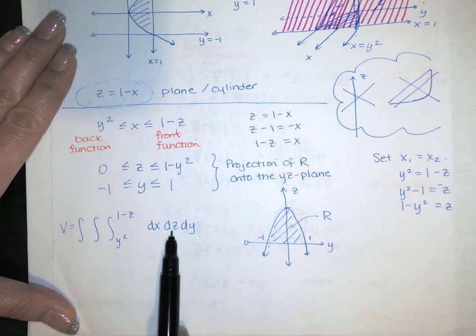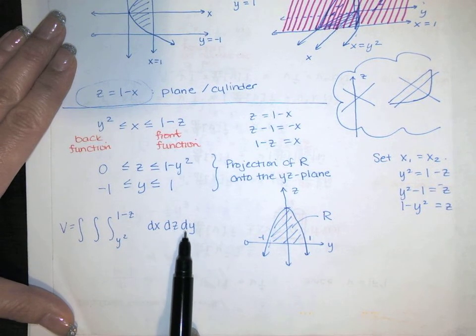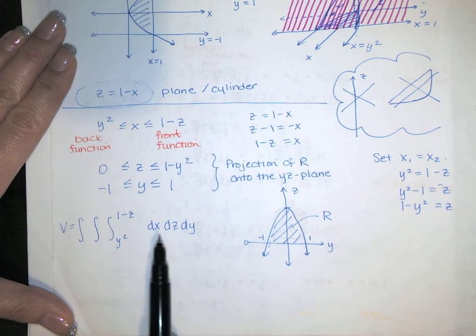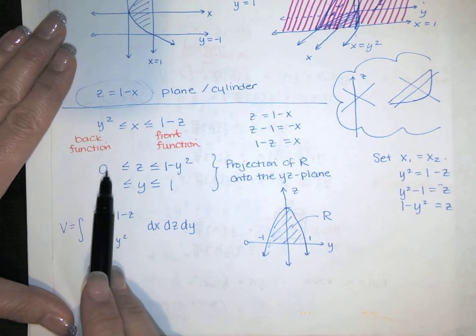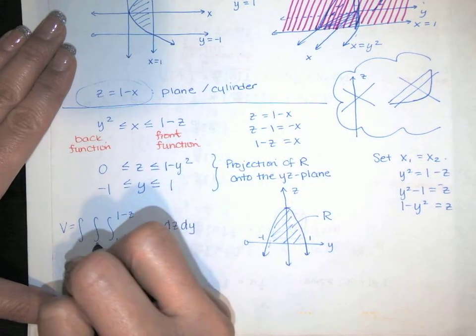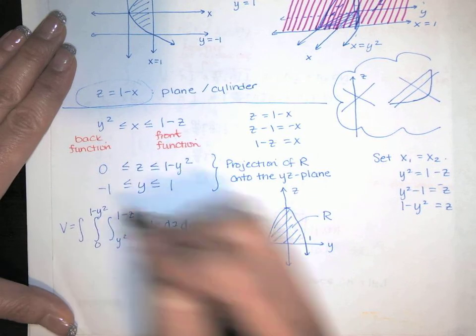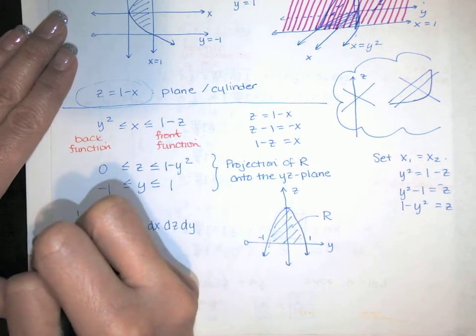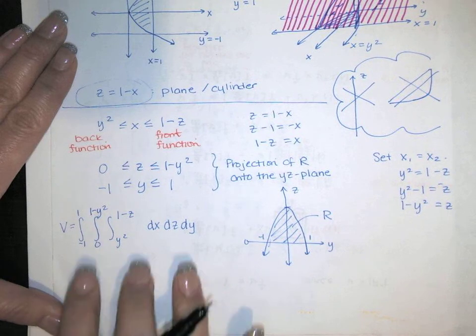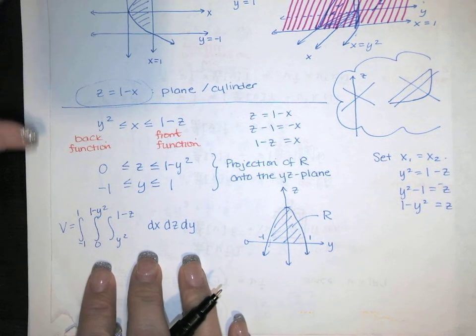The bounds for z are only allowed to depend on the variables past it. So the bounds for z can depend on y only. And they do. z goes from 0 to 1 minus y squared. And the bounds on the outside have to be constants in order for us to get a volume out of this. So let's evaluate this. Hopefully we get the same answer that we got the other way.